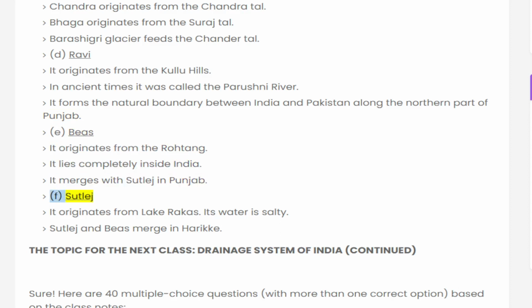F. Sutlej. It originates from Lake Rakas. Its water is salty. Sutlej and Beas merge at Harike.